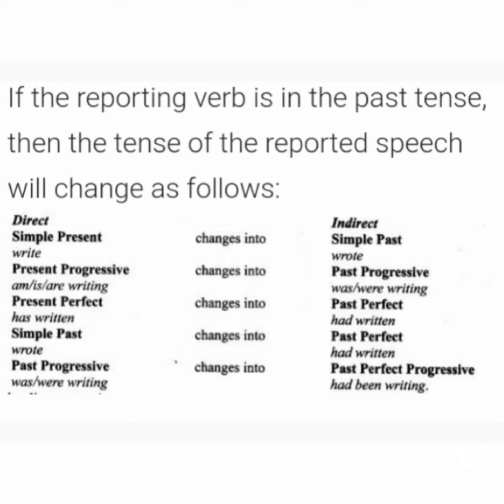Coming to present perfect tense, it will change into past perfect tense. If it is has written, then it will change into had written. In simple past tense, it will change into past perfect tense. For example, if it is wrote, then it will change into had written. When it comes to past progressive or continuous tense, it will change into past perfect progressive tense. Was, were writing will change into had been writing.